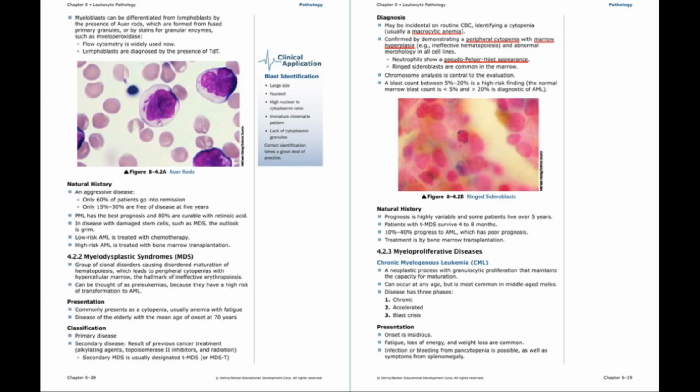MDSs have a highly variable prognosis, with some patients living over 5 years. If the myelodysplastic syndrome is secondary to therapy, patients rarely live more than a year. The biggest risk for myelodysplastic syndrome is its progression to acute myelogenous leukemia, which somewhere between 10 and 40% of cases do, and this as well has a poor prognosis. Ultimately, because this is chromosomal defects in the hematopoietic stem cells, the only really reliable treatment is bone marrow transplantation.